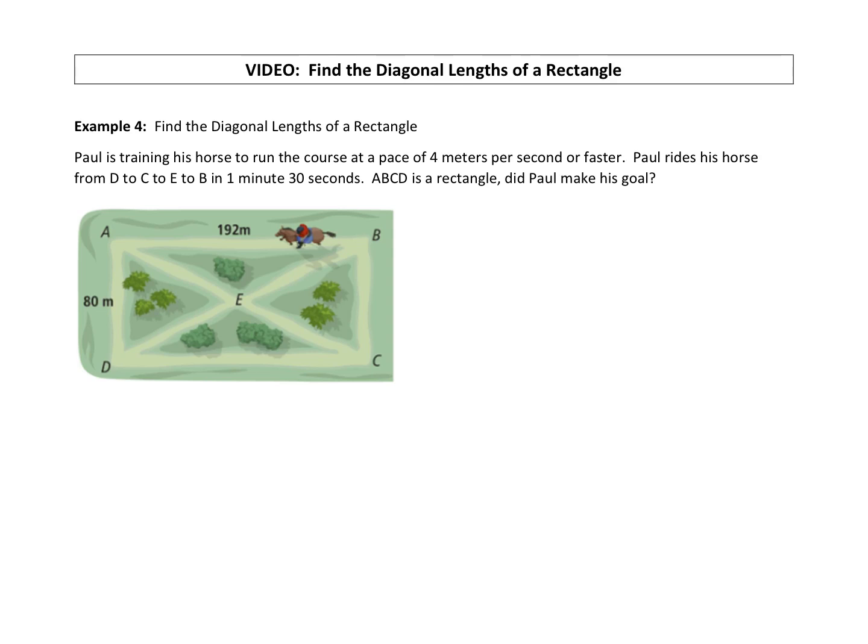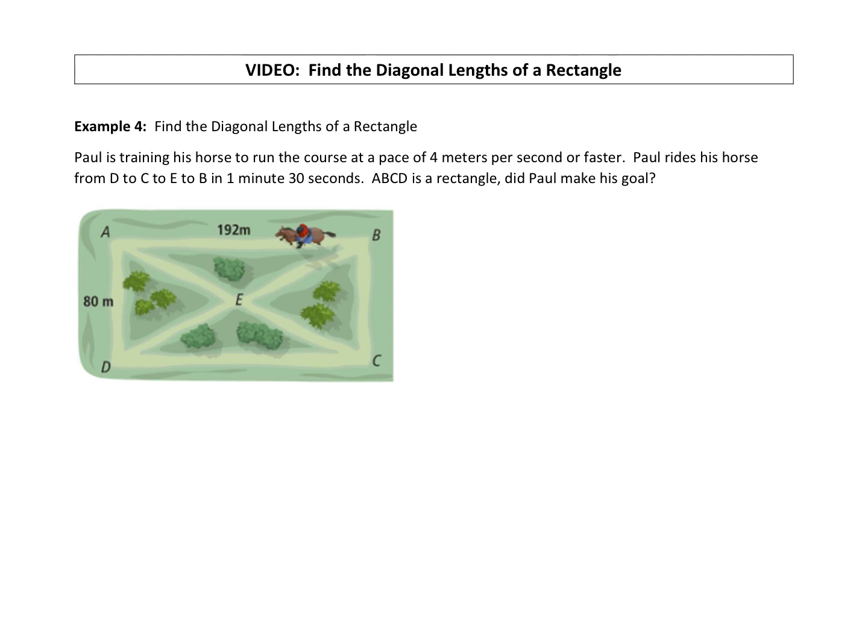So we just learned about the diagonal lengths of rectangles. So why don't we go ahead and look at an example where we might need to use that information. Paul is training his horse to run the course at a pace of 4 meters per second or faster. Paul rides his horse from D to C to E to B in 1 minute and 30 seconds. ABCD is a rectangle. Did Paul make his goal?